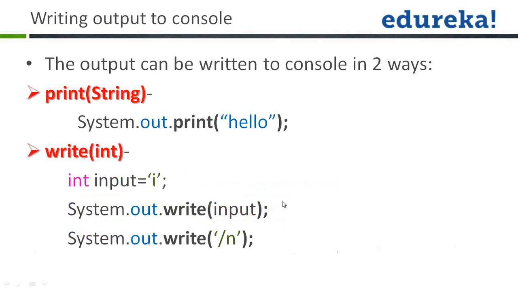Moving on, writing outputs to console. Now we have learned how to take inputs and how to write the output on the console, and we have been using it from day one. That is System.out.print. Is this correct? All of you, tell me. We haven't been using print, we are using println always, System.out.println. What is the difference between System.out.print and println?